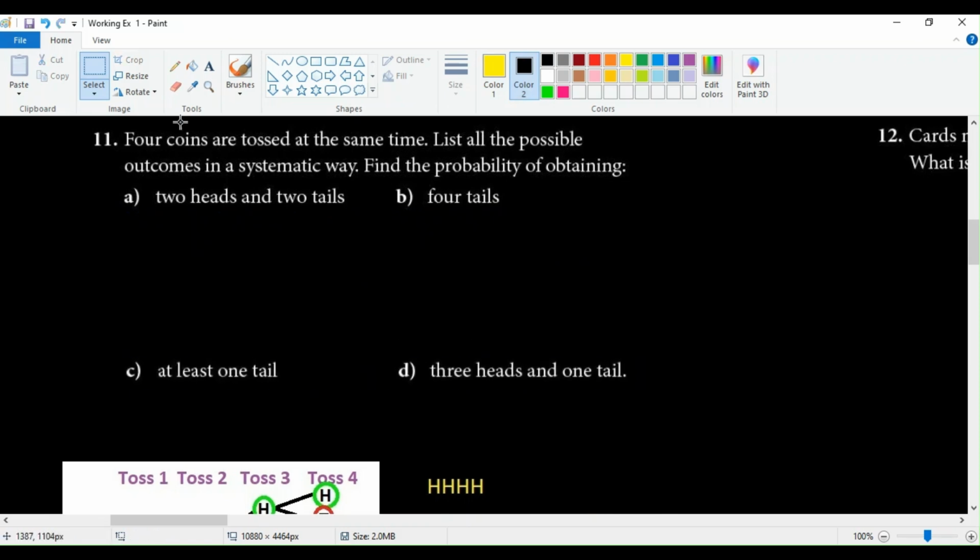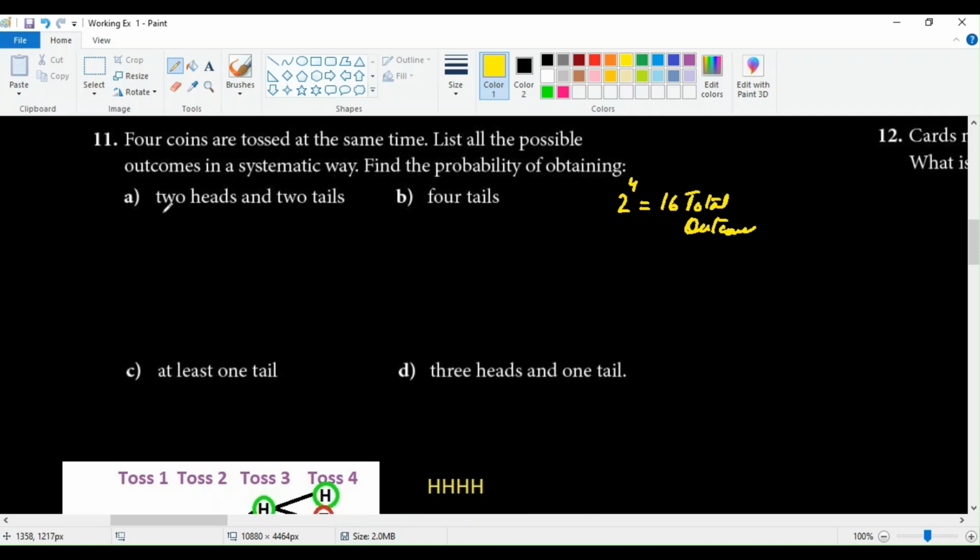Okay, now in here, first of all, we should know how many possibilities there are. That means two possibilities, head and tail, for each coin, and there are four coins. So this is going to give us 16 total outcomes. Total outcomes, this is the first thing you should write.